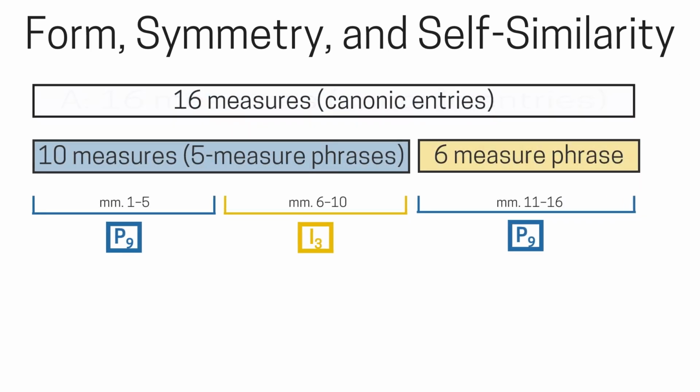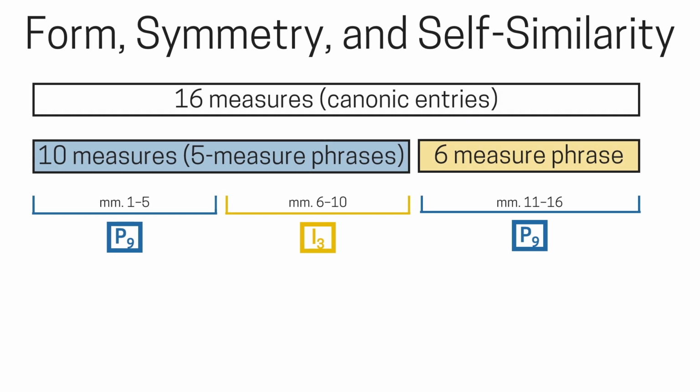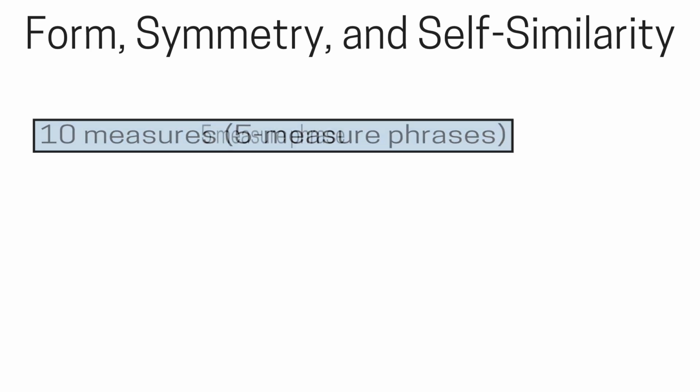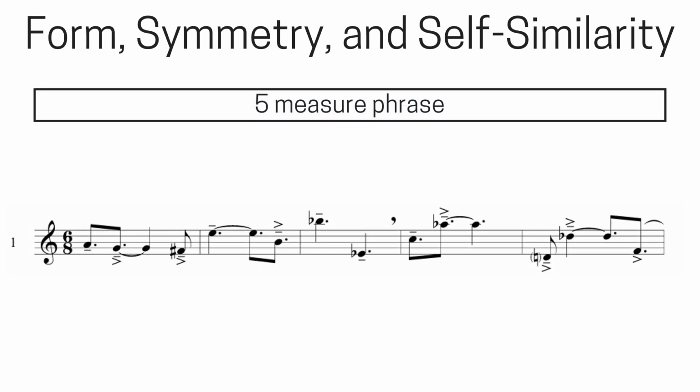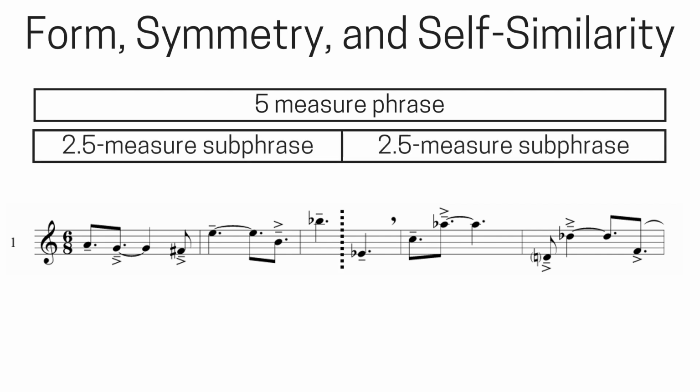If we dive into the A section, we see a similar formal inequality. The 2 5-measure canonic entries seem distinct from the 1 slightly elongated 6-measure entry due to differences in their length and the fuller texture of the 3rd entry. If we look even closer at the 2 opening 5-bar phrases, we may again be tempted to divide these 5 bars into equal halves, 2.5 bars each. This highlights the rhythmic palindrome in each statement of the row and splits the row into its 2 constituent hexachords.